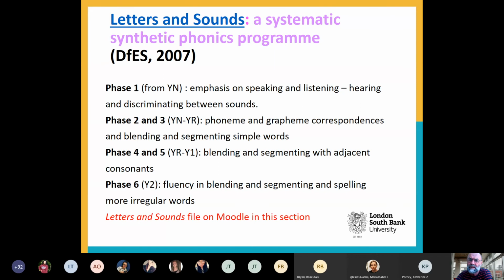Letters and Sounds is certainly what I used the most of all when I was teaching phonics. It's got lots of good ideas, the phases make sense, and it's a very useful resource.